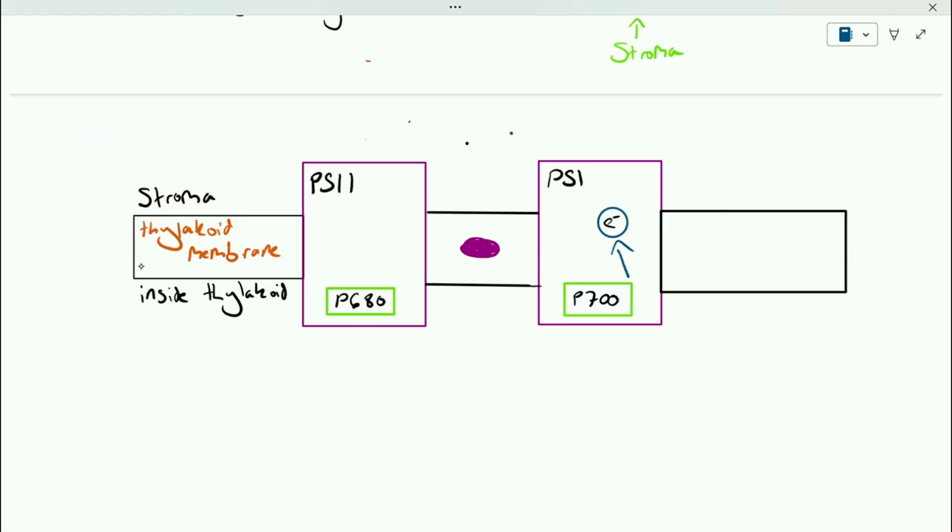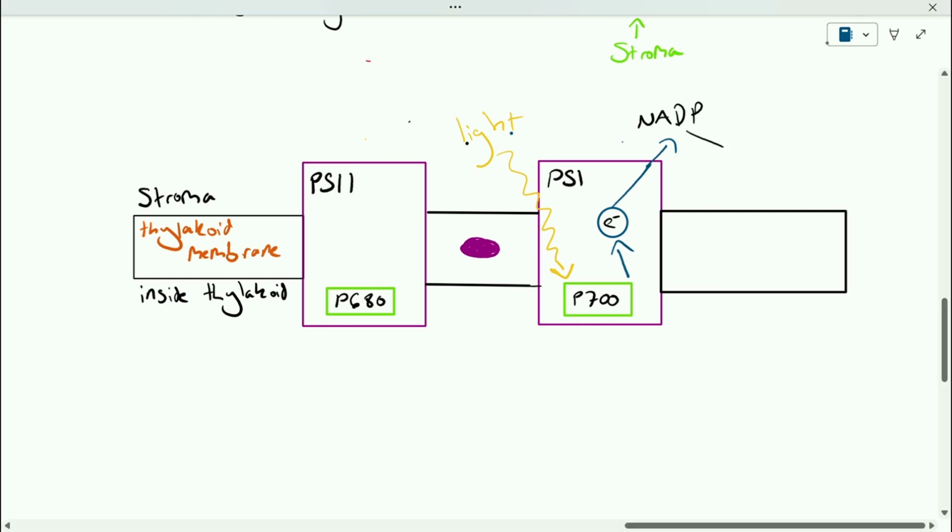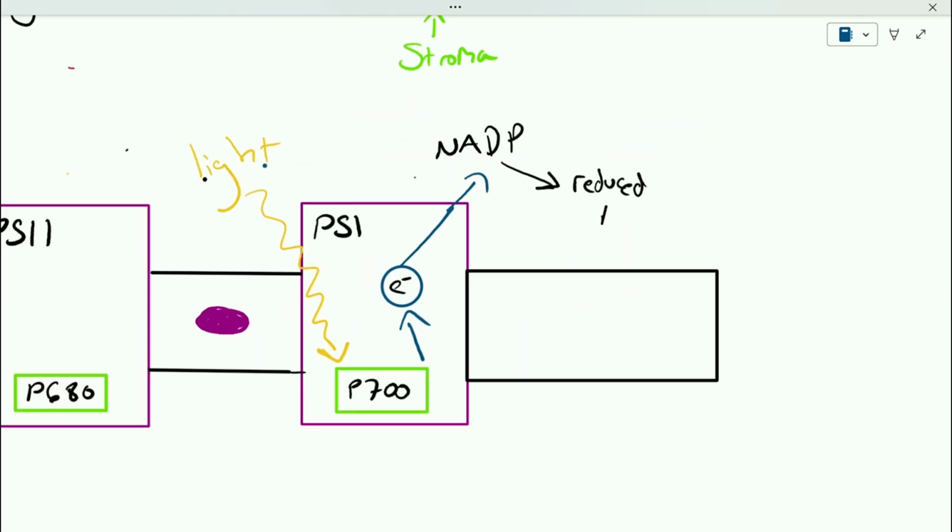And let's look at the diagram once more. So we can see light is incident on the chlorophyll of PS1. It excites the electron again, combining with a proton from the stroma to form reduced NADP.